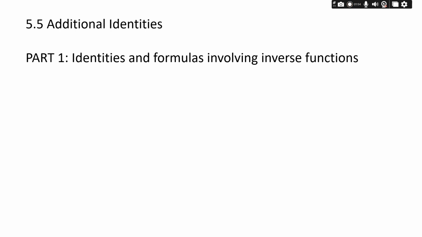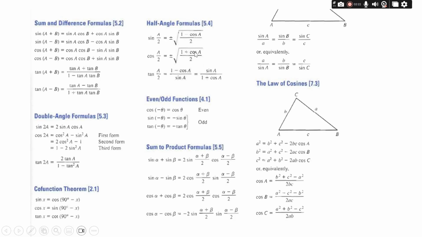So the first part is this. Let's talk about identities that involve inverse functions now. So all the stuff we've learned so far, 5.1, 5.2, 5.3, 5.4, but especially 5.2. Let's see how we involve inverse functions into this process. So let's go back real quick here though. Let's go back to the sum formula for sine right here.